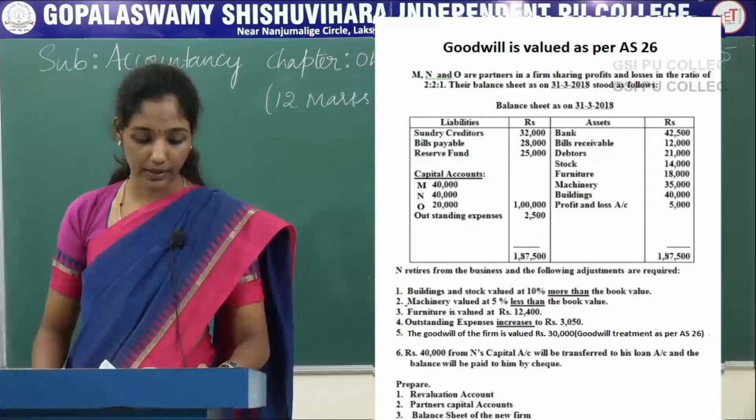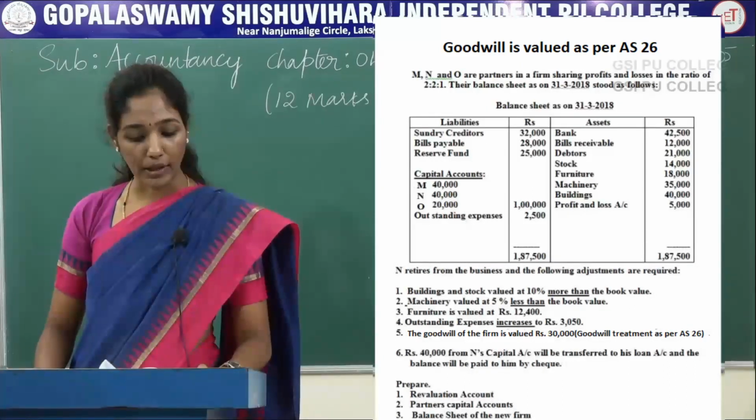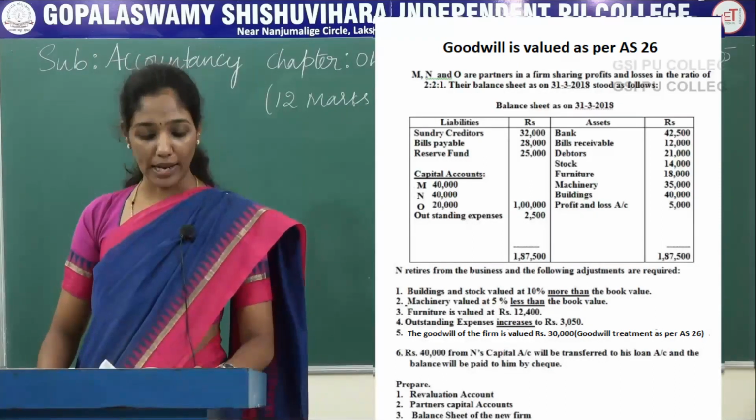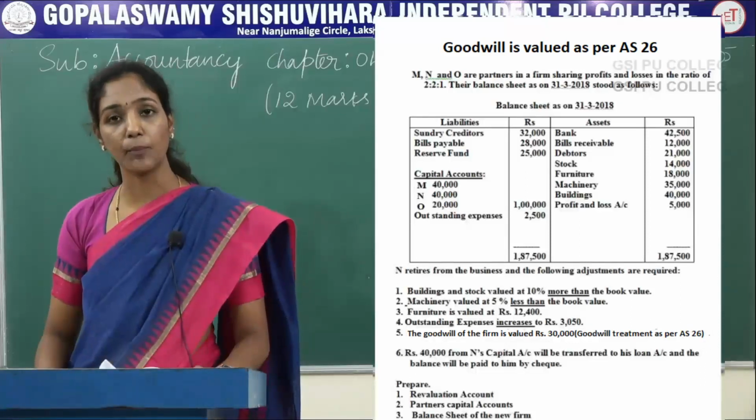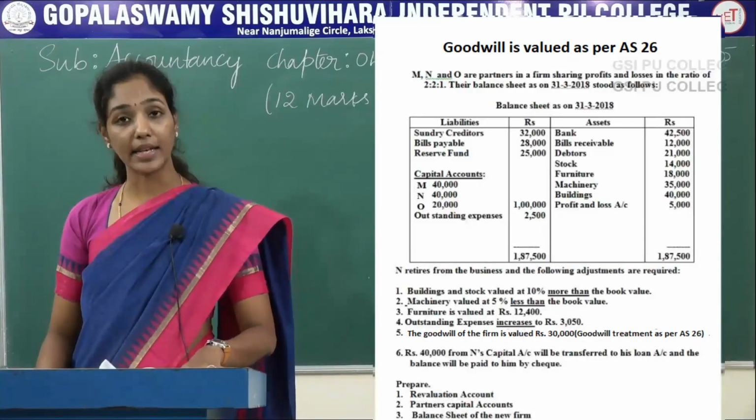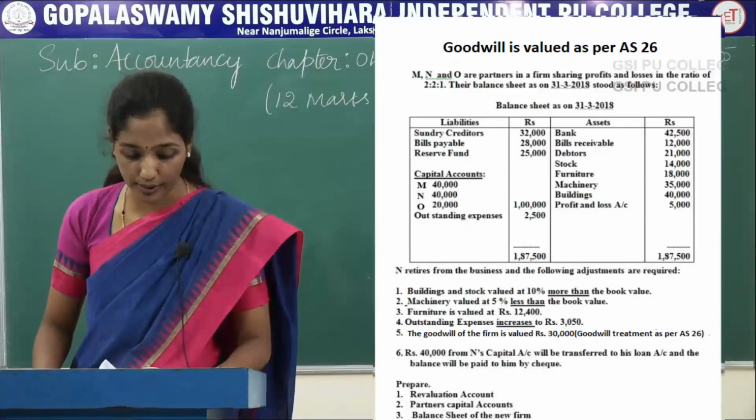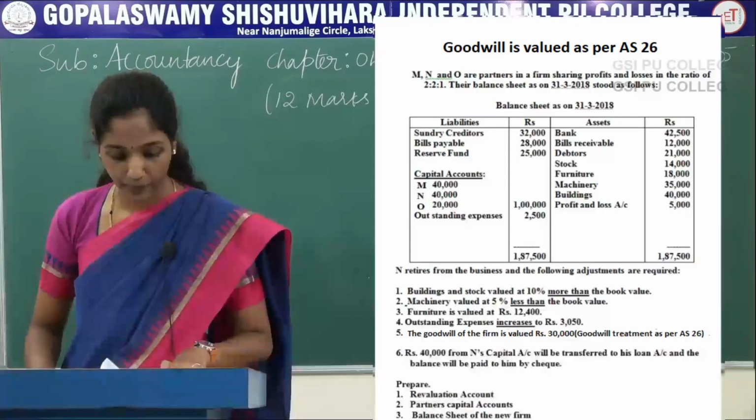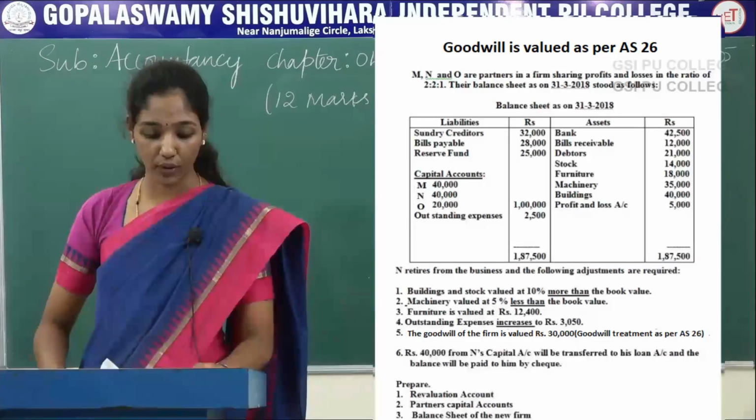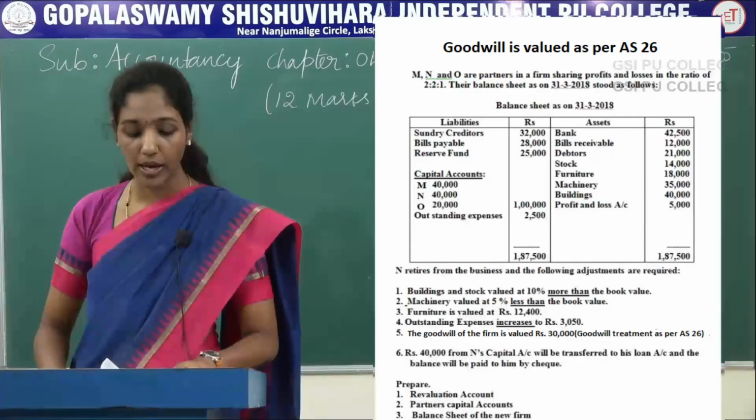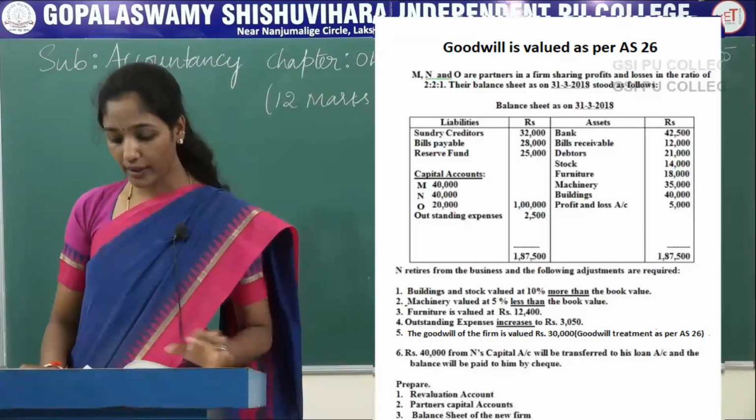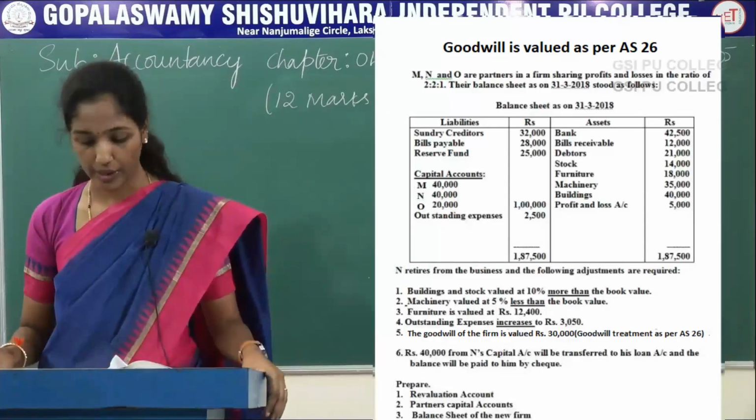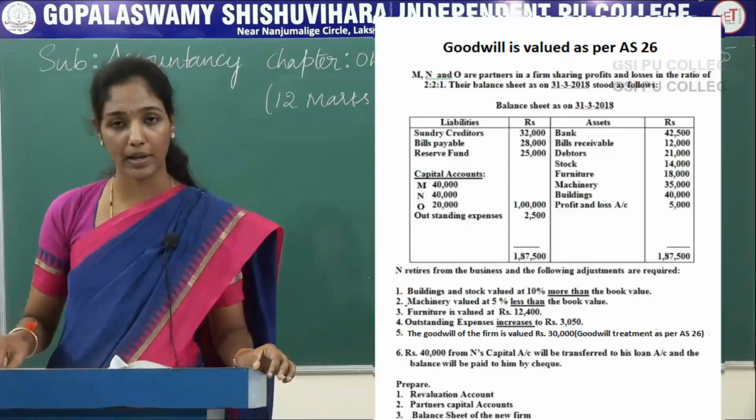The first adjustment is buildings and stock valued at 10% more than the book value. The next, machinery valued at 5% less than the book value. Furniture is revalued at rupees 12,400. Outstanding expenses increased to 3,050. The next adjustment is goodwill of the firm is valued rupees 30,000. The next adjustment, rupees 40,000 from N's capital account will be transferred to his loan account and the balance will be paid to him by check.